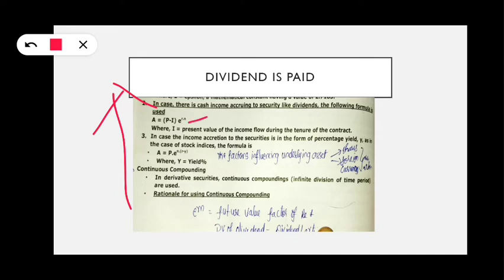So (P minus I) into e whole power R into N. If in a problem they have not given the dividend I but have given the dividend yield, reduce it from R: R minus dividend yield. So when dividend is paid, the formula is A equal to (P minus I) into e power R into N. When dividend yield is given, A equal to P into e power (R minus Y) into N, where N is the number of years. So we use this continuous compounding.